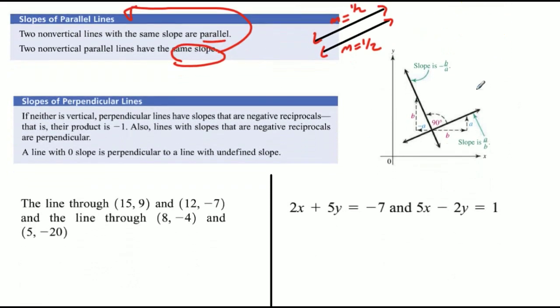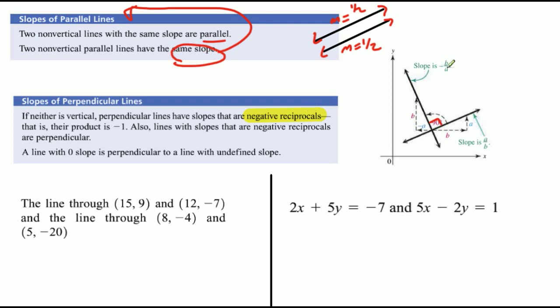Here's an example of what perpendicular lines look like. Here's a line and here's another line. These two lines are perpendicular, and the reason why they're perpendicular is because they make a right angle, or a 90-degree angle, right here. See that right there? Now, what about their slopes? Well, their slopes are what we call negative reciprocals. So they're going to be negative reciprocals.